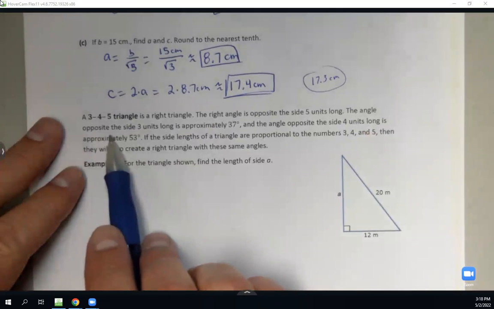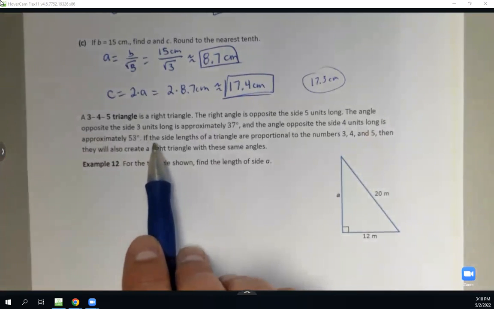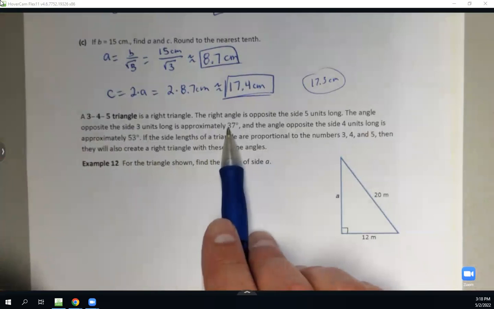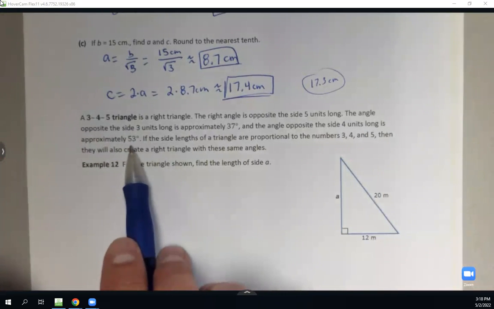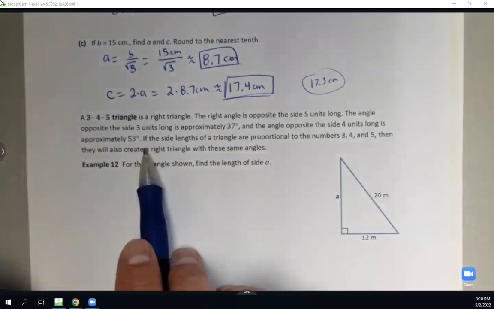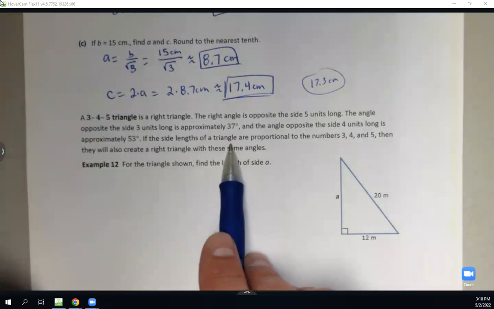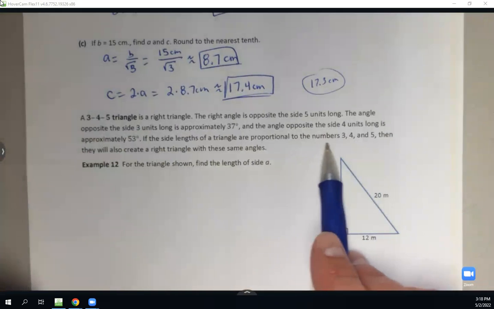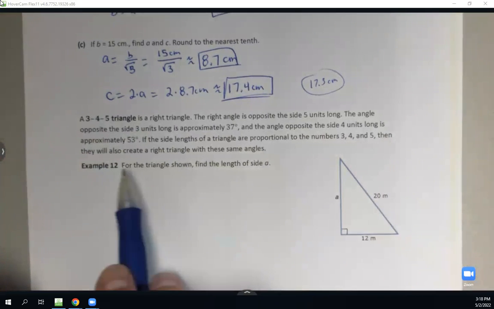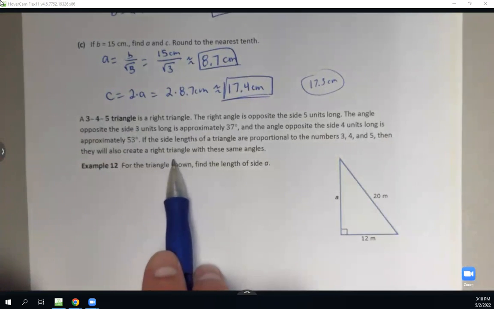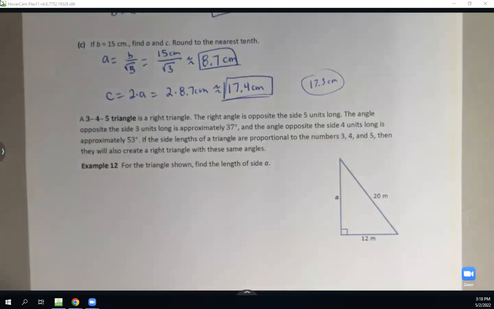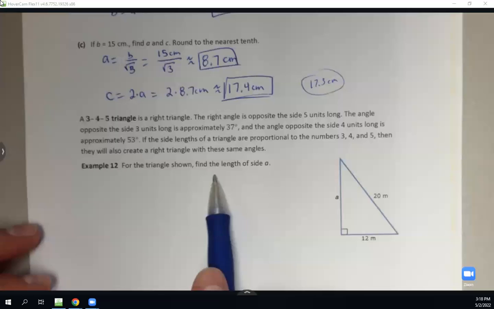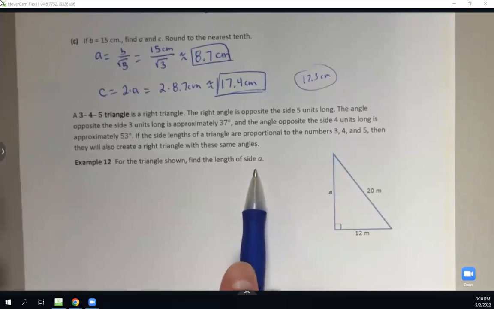The angle opposite the side 3 units long is approximately 37 degrees, and the angle opposite the side 4 units long is approximately 53 degrees. If the side lengths of a triangle are proportional to the numbers 3, 4, 5, then they will also create a right triangle with the same angles. Okay. So for the triangle shown, find the length of side A.